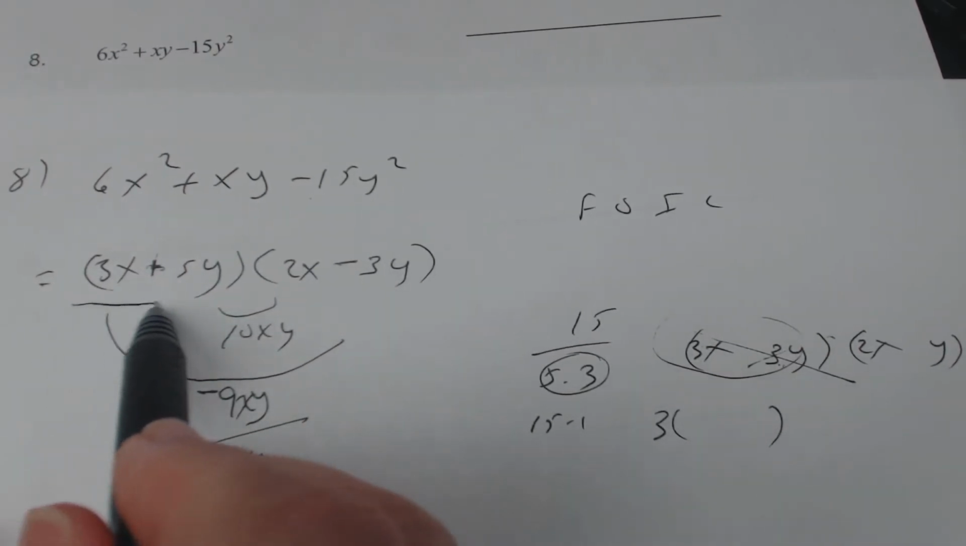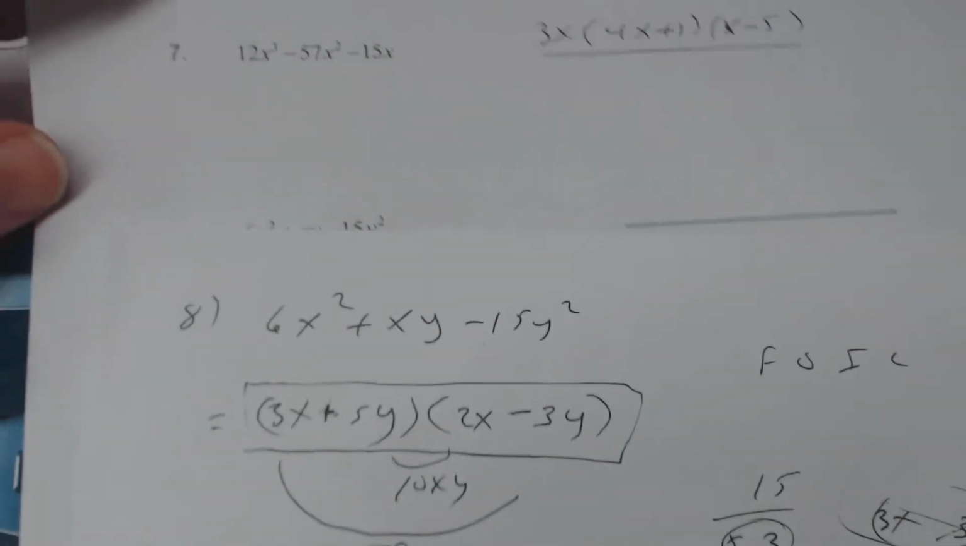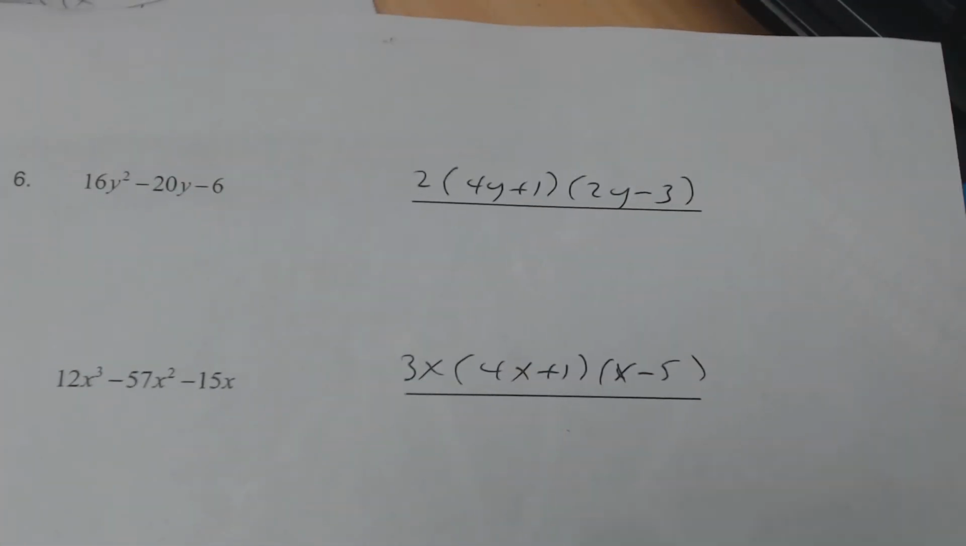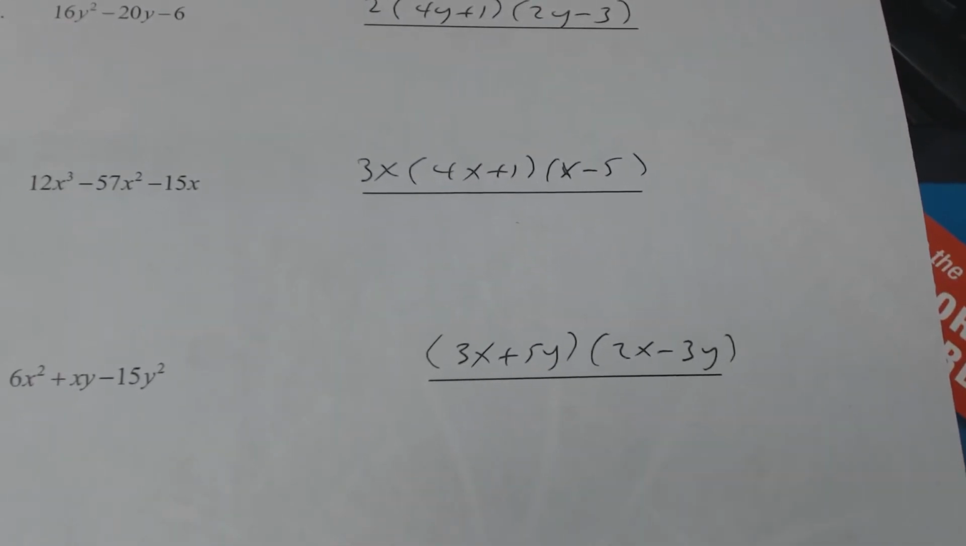All right, so there's your answer right here. Okay, so for number 8, I'm going to get 3x plus 5y times 2x minus 3y. And again, right here. And again, always check your work.